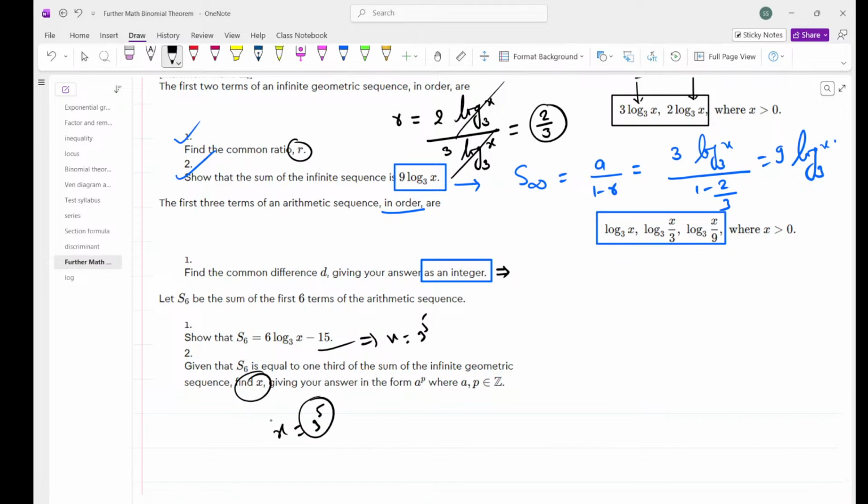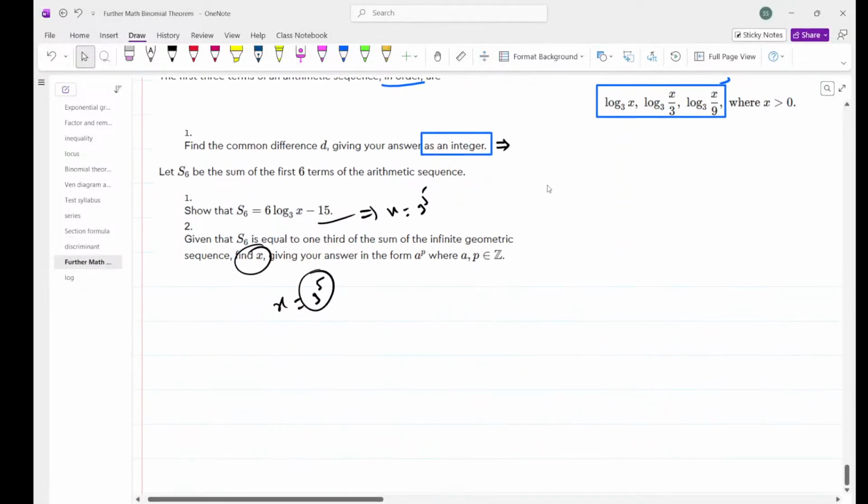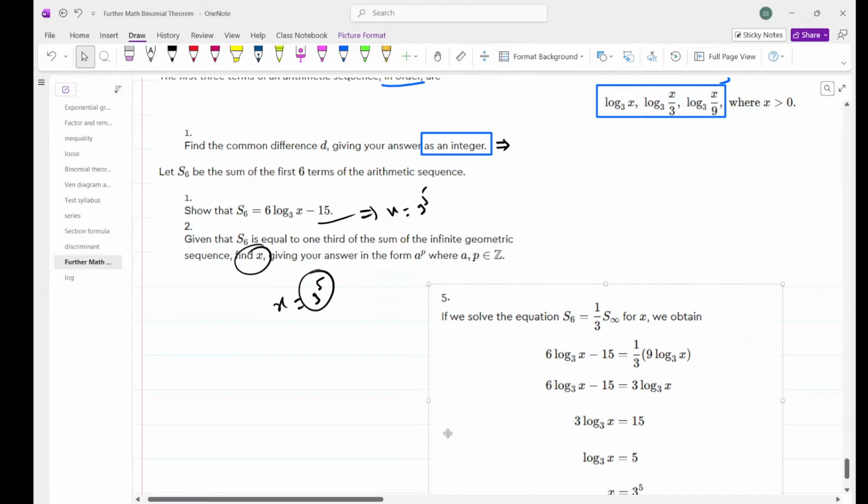I'm getting log 3x to the power of 7 is equal to minus what? Wait, let me show you. Given that S6 is one third... You are doing some mistake here. I think I'm right, I don't see what I'm doing wrong. No problem, I'm here for your discussion. So see where you are making the mistake.